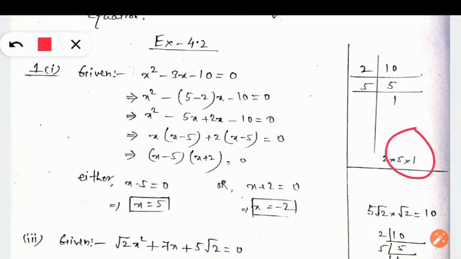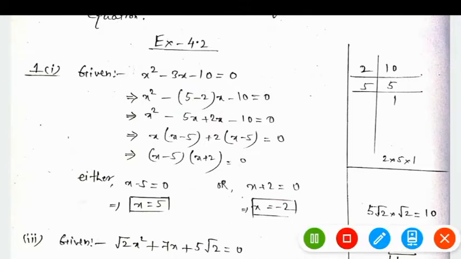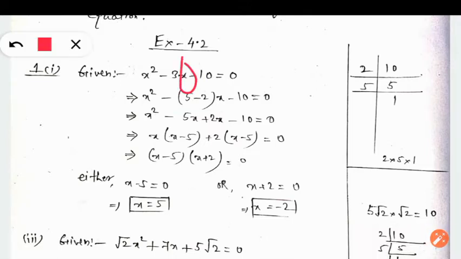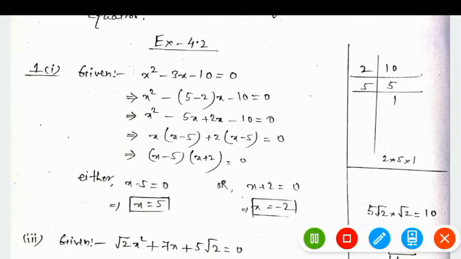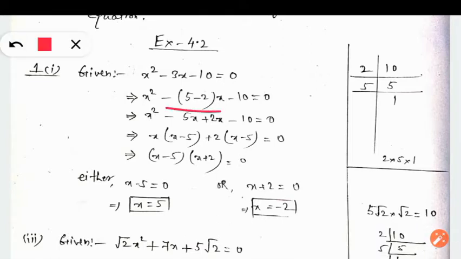If I do 5 ones are 5, and 2, then 5 minus 2 gives you 3. That is why I am saying minus, not plus, because here we have minus. So 5 minus 2 gives you 3. Here x is left. Now in the second step, we multiply x with 5, which gives minus 5x, and minus and minus become plus 2x. Minus 10 is still left.